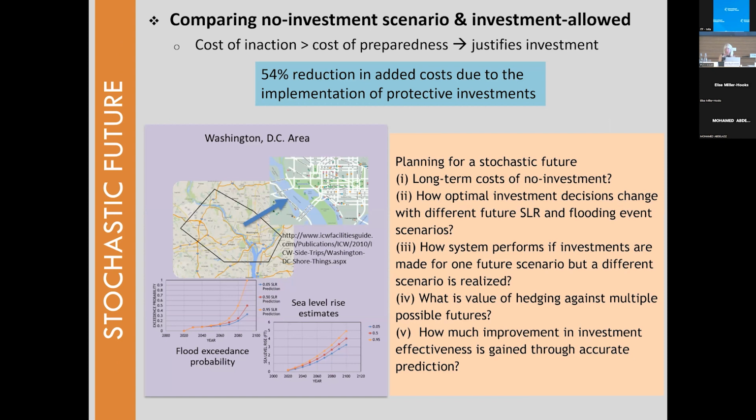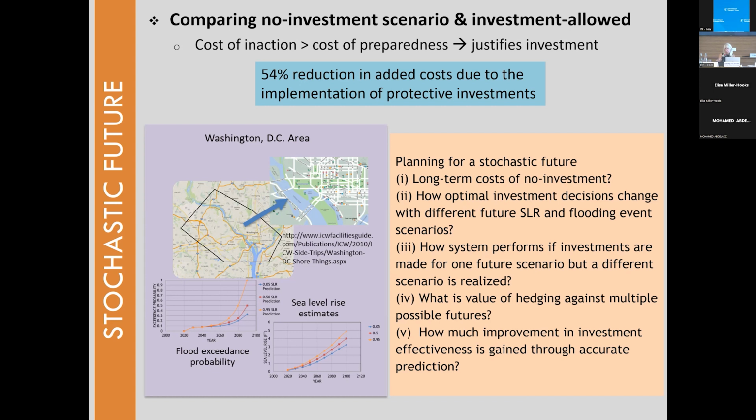And we used 3 trajectories for sea level rise that now seem obsolete, but at the time, those were the best predictions. We had the 5th, 50th, and 95th percentile projections. We used tools to develop the flood exceedance probabilities and things like this. And we were able to show that, for example, you can get a 54% reduction in added costs due to implementation of protective investments.